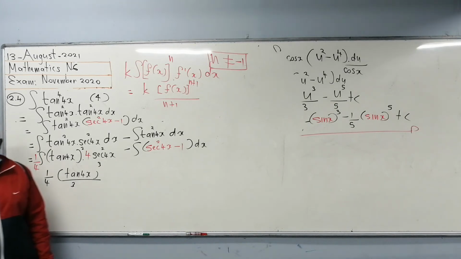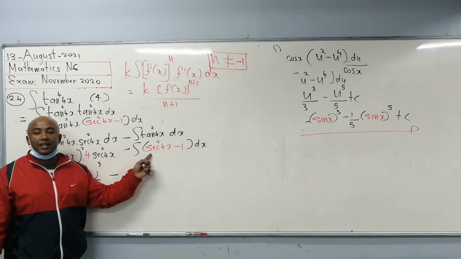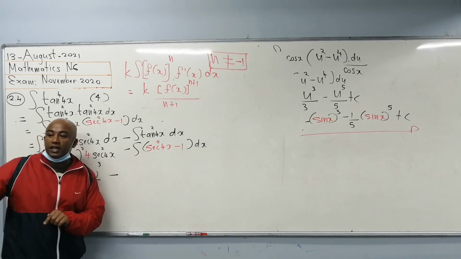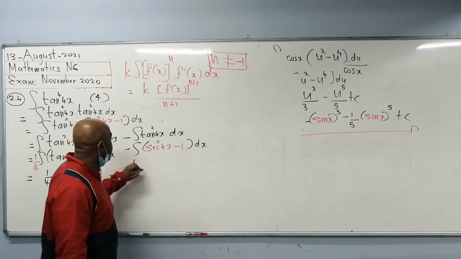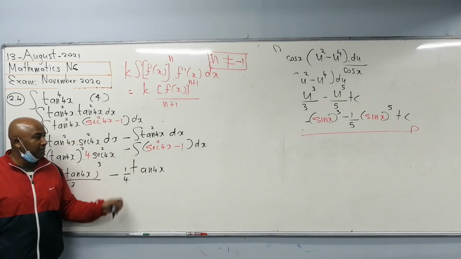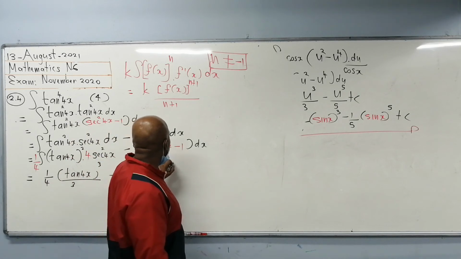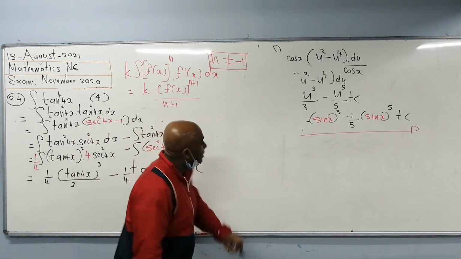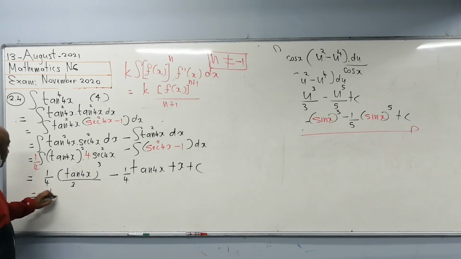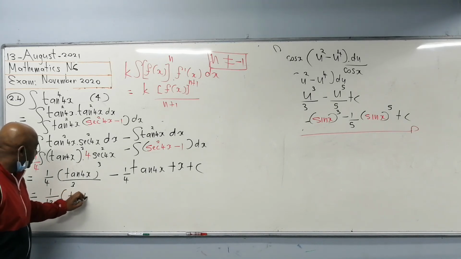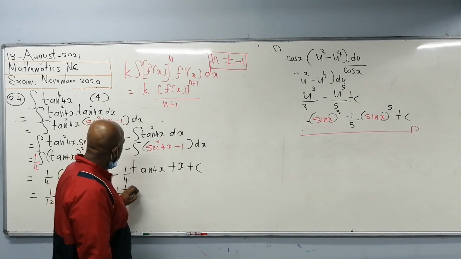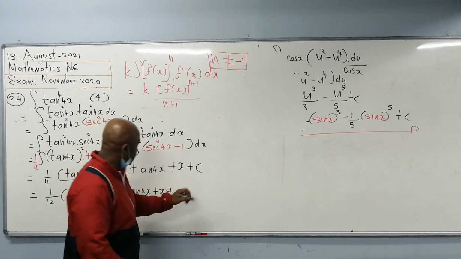Alright, now here, you're integrating sec squared. So what was the primitive function? That means what did you differentiate that gave you an answer of sec squared? And that is tan 4x all divided by 4. Negative times a negative is a positive. Integrate 1, you get x plus c, and you're done. So therefore, this becomes 1 over 12, and that's tan 4x to the power 3, minus 1 over 4 tan 4x, plus x plus c.